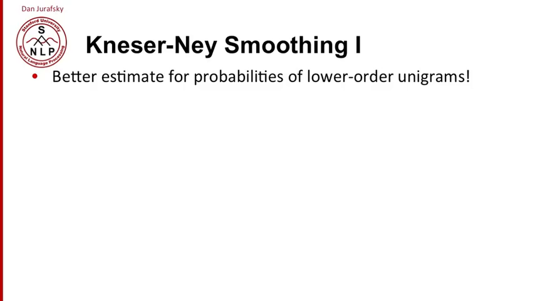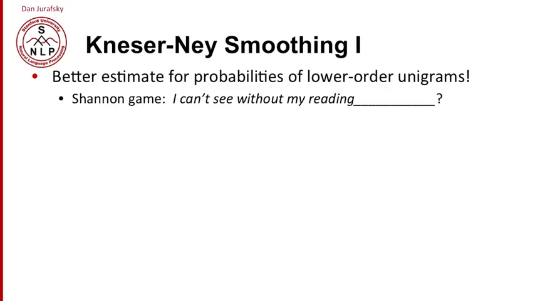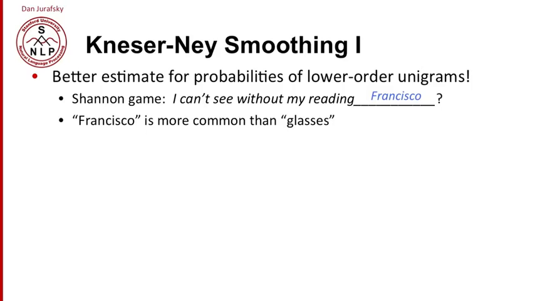And the intuition for that, we can go back and look at the classic Shannon game. Remember in the Shannon game, we're predicting a word from previous words. So we see a sentence, I can't see without my reading. What's the most likely next word? Well, glasses seems pretty likely. Well, how about instead the word Francisco? Well, that seems very unlikely in this situation. And yet, Francisco, as just a unigram, is more common than glasses.